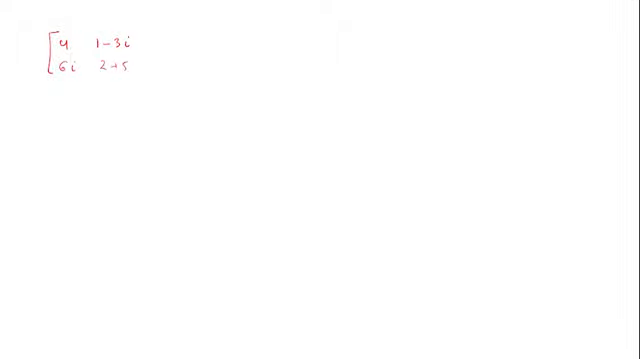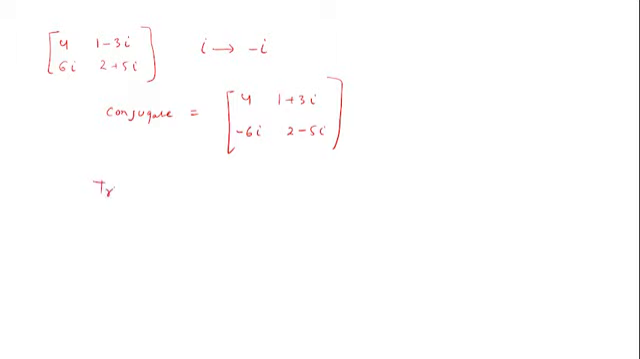So what will be its conjugate? Just you have to replace i with minus i. So conjugate of this matrix will be, and what will be the transpose of the conjugate matrix? That will be your transugate matrix.